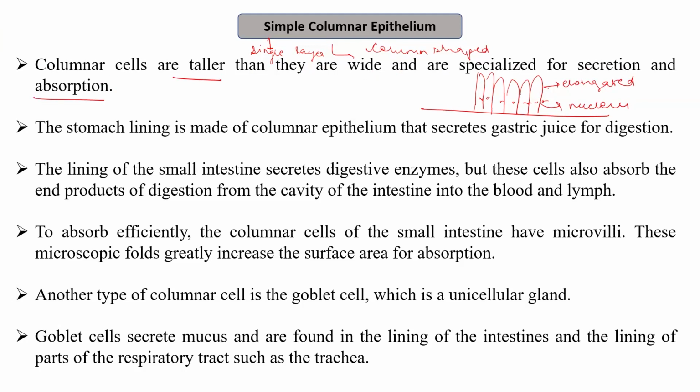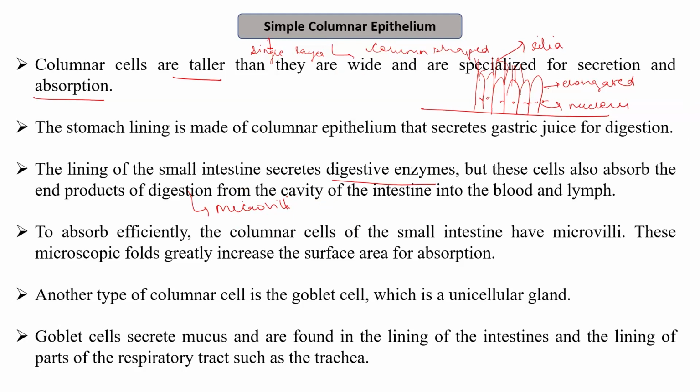absorption. Usually on the surface of the columnar cells, a structure which is known as the cilia is present. So this cilia-like structure helps in the absorption, and they are modified for the secretion and the absorption. The stomach lining is made up of columnar epithelium that secretes the gastric juices for the digestion. And the lining of the small intestine also secretes the digestive enzymes. Also, they can absorb the food products or the end products of digestion. And in this, the modification is the microvilli. So the microvilli, which are present on the surface of the intestine, are the modifications of the simple columnar epithelium.